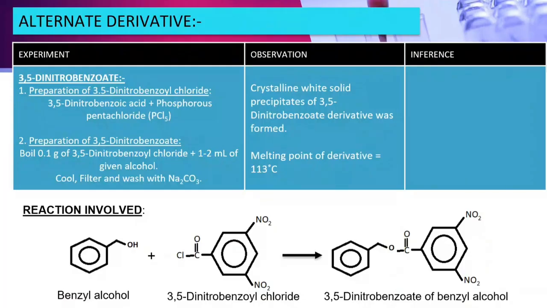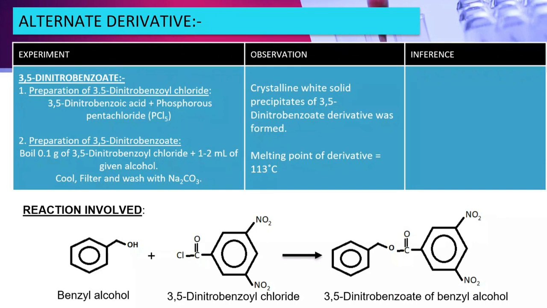So our alternative derivative is 3,5-dinitrobenzoate. Here the reaction is between the benzyl alcohol and 3,5-dinitrobenzoyl chloride. For the 3,5-dinitrobenzoate, we first prepare the 3,5-dinitrobenzoyl chloride. Here we take, in a dry china dish, about 2 gram of 3,5-dinitrobenzoic acid and we add approximately 4 gram of PCl5. We mix the contents with the help of a glass rod till a paste is obtained. If a paste is not obtained, heat the reaction mixture in a water bath. The liquid paste so obtained is 3,5-dinitrobenzoyl chloride.